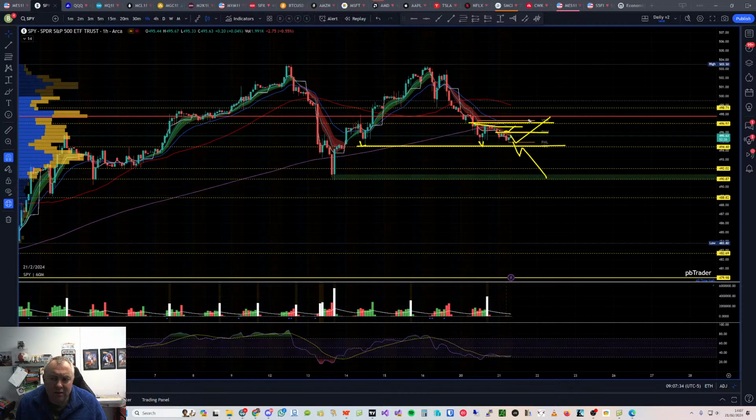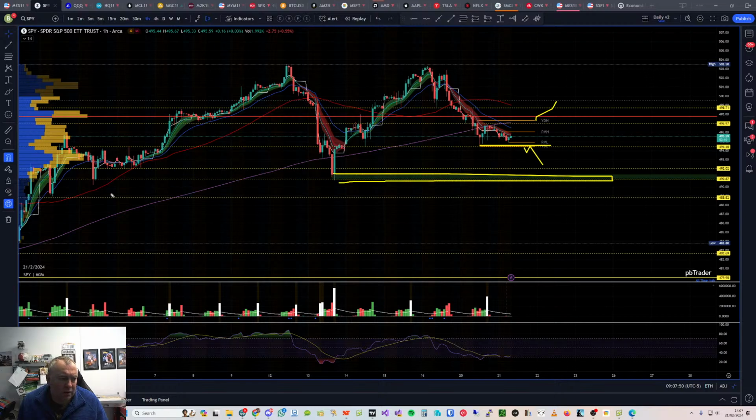But maybe 496, 497 for a potential rejection or a break and retest long. And this level down here is 494.40 for a bounce or break and retest short. Again, target will be in this area of this pivot area where it's significant, a bit like ES. So 491 as a target if we go short.